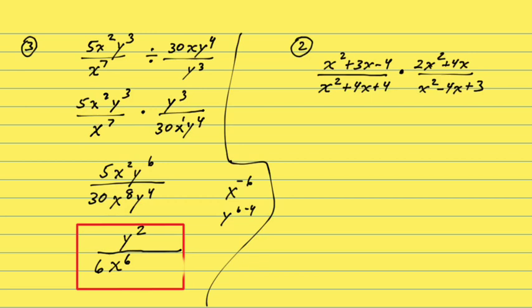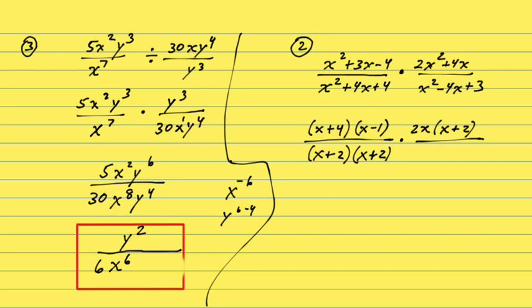Number 2, we need to factor everything. This is going to factor into x plus 4, x minus 1, because they multiply to negative 4 and add to 3. This will factor to x plus 2 times x plus 2, perfect square trinomial. I could take a 2x out of the top, leaving me with an x plus 2. And on bottom, I could factor this into x times what? Negative 3 and x minus 1. They multiply to positive 3 and add to negative 4.